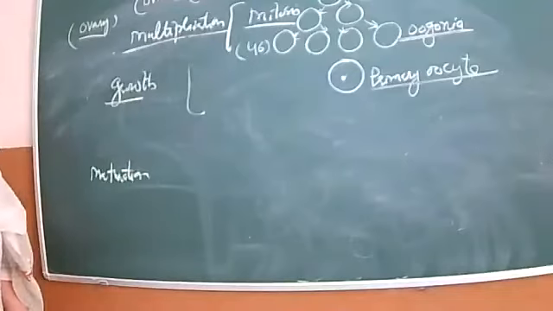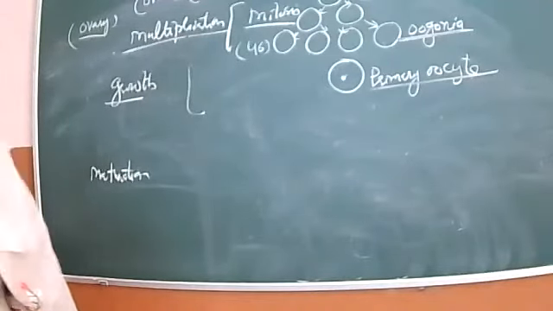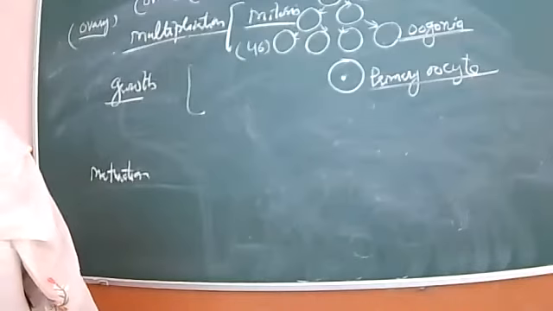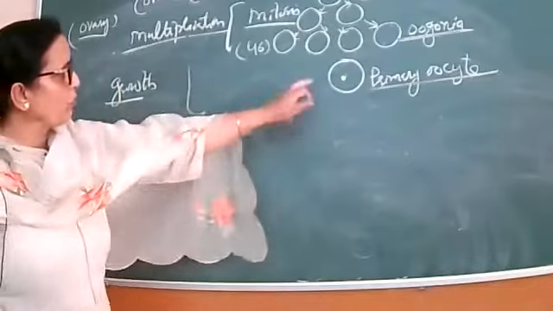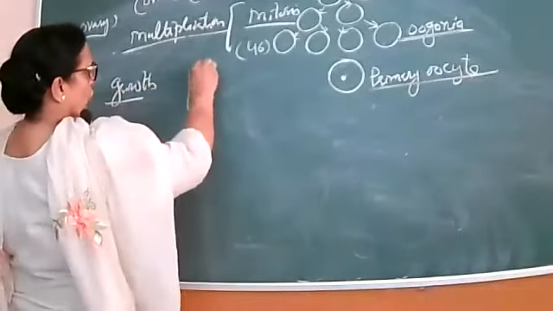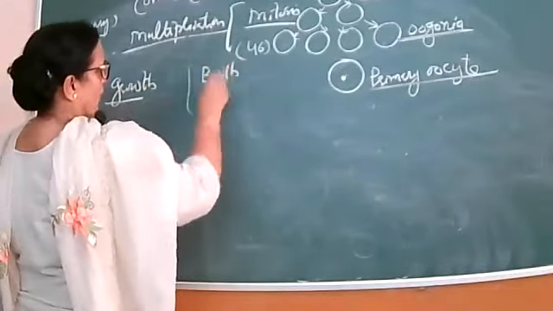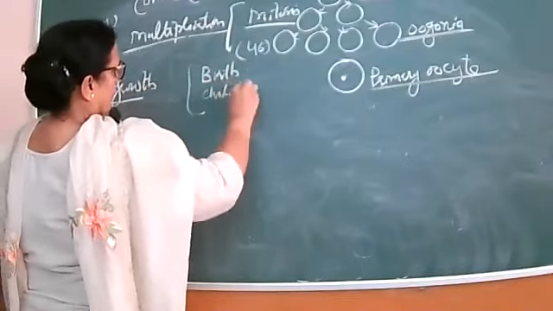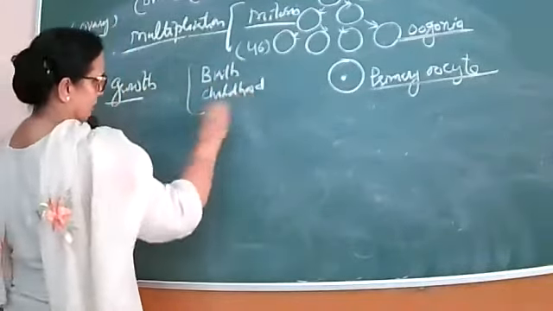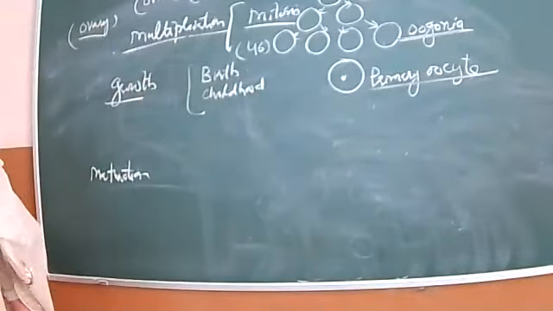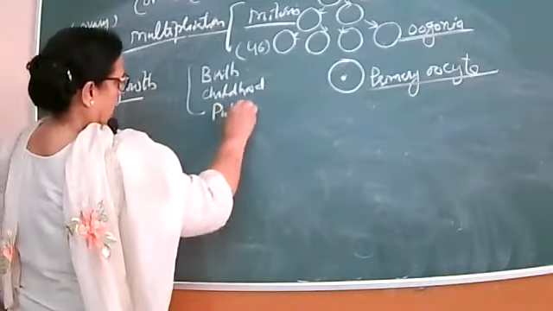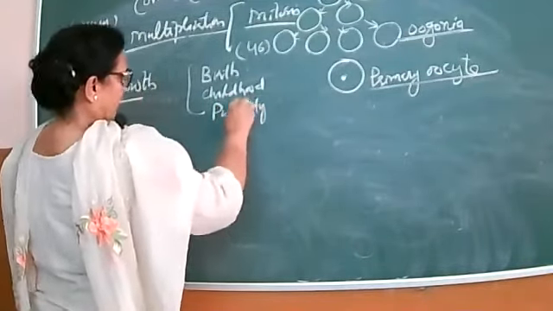So after the differentiation, the oogonia undergo mitosis in the fetal stages. Then at the time of birth, the primary oocyte will be there. This growth period is very, very long: birth, childhood, right? And then the next is the puberty age. So childhood and then puberty, up to this puberty, slow changes take place.